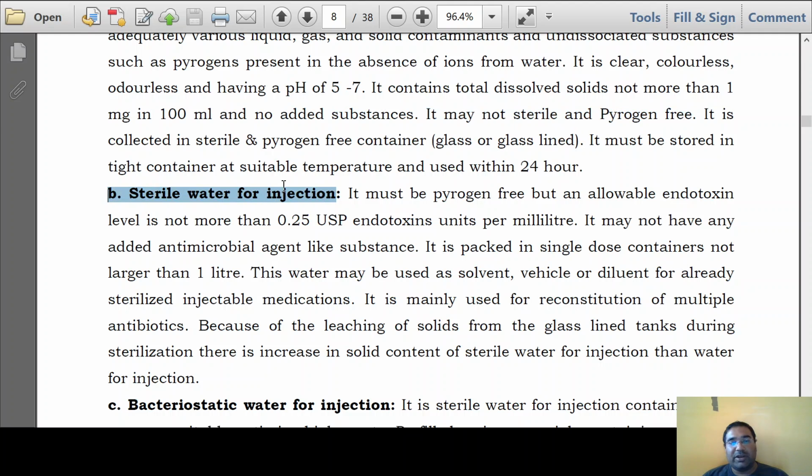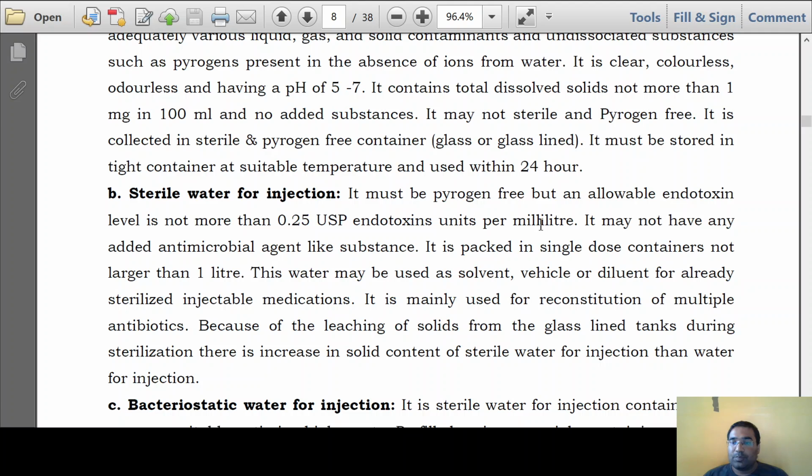Next is sterile water for injection. Sterile water for injection is pyrogen free and the endotoxin level should not be more than 0.25 USP units per ml. We have seen that water for injection is not pyrogen free, but sterile water for injection is pyrogen free as well as sterile in nature, as the name indicates. So what is meant by endotoxin? Endotoxins are metabolic products of bacteria. They should not be more than 0.25 units per ml.